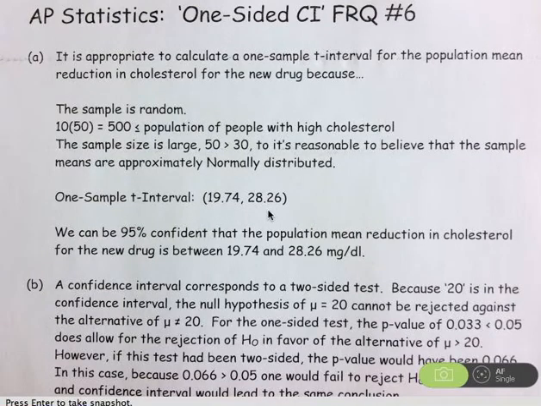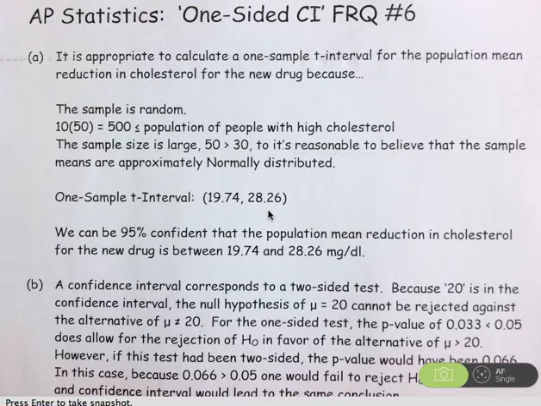Hi there. Here's my solution to the investigative task, the number 6 free response, where you are essentially constructing a one-sided confidence interval. The first part of the question is a great review question. You are simply calculating a one sample t interval, so this is not meant to be anything overly complicated.